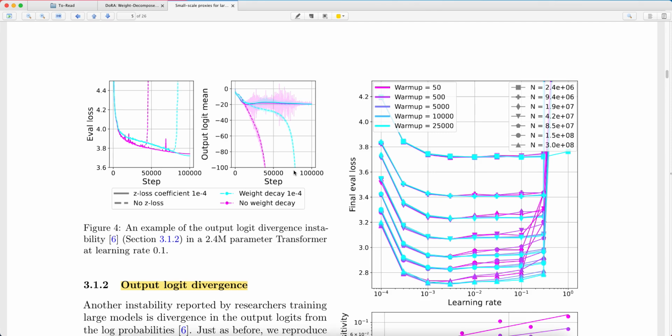I don't know what these lines are. Where are the gray lines? Okay, sorry, I'm misunderstanding this. So, solid line means z loss coefficient. Dashed line means no z loss. Blue color means weight decay. Magenta means no weight decay. So no z loss, no z loss. These both are z loss. No z loss, no z loss. These both are z loss.